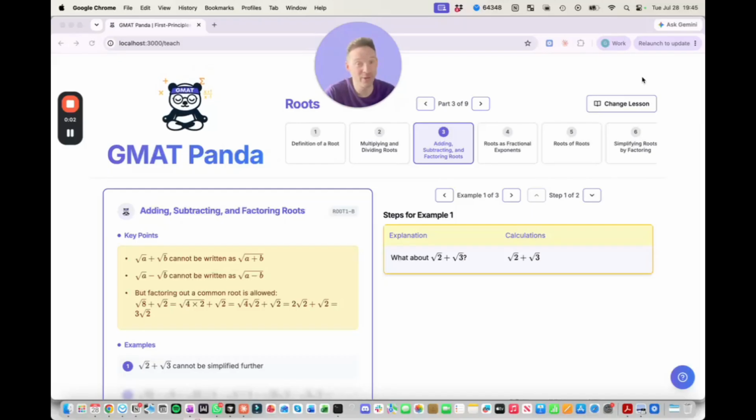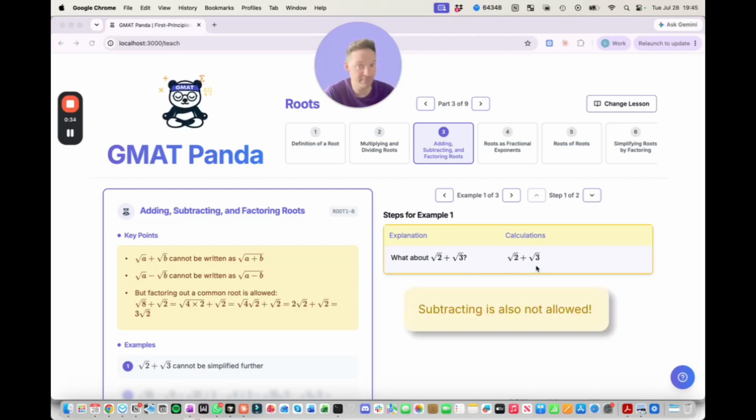Now let's think about how we add or subtract roots. Well, it's not like when we multiply or divide them. There is no simple rule for combining them. So unfortunately, we're not allowed to do square root of a plus square root of b and equate that to square root of a plus b. That is not allowed. And it is a common mistake that people make in the GMAT. So for example, square root of 2 plus square root of 3, we are not allowed to say that is square root of 5.